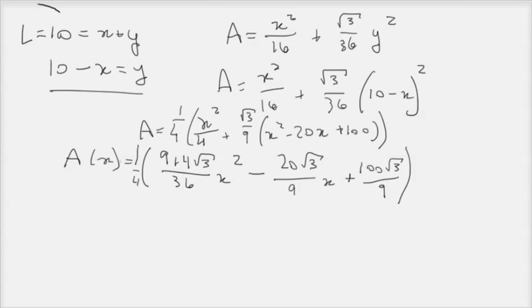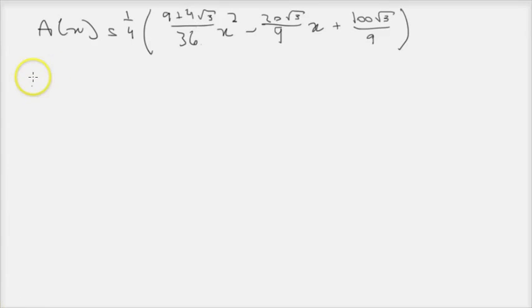Then we do a bunch of algebra to simplify this out, and this is about the simplest that we're going to get the equation of A in terms of x. There you go. So now we're going to be able to optimize, which means taking the derivative and figuring out at which value of x it will be 0.